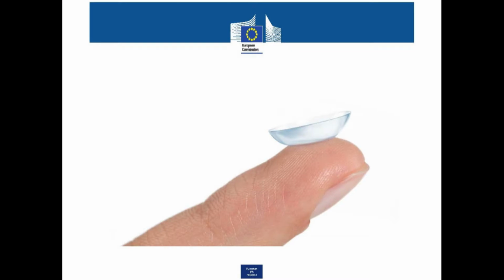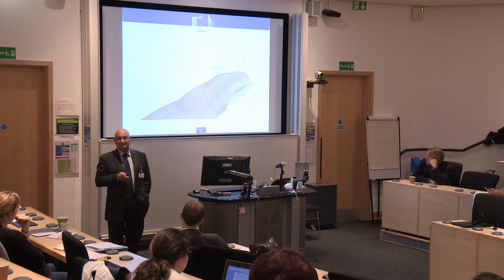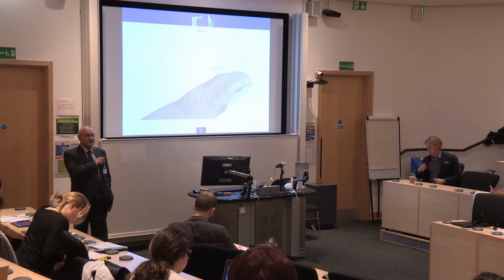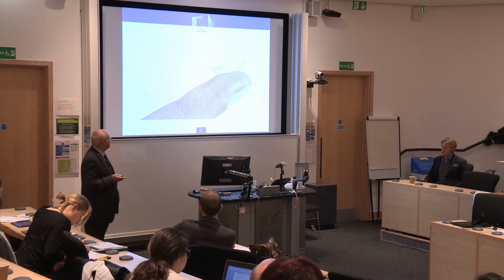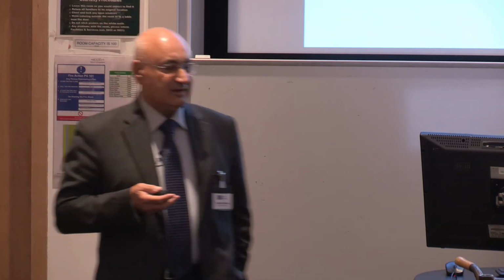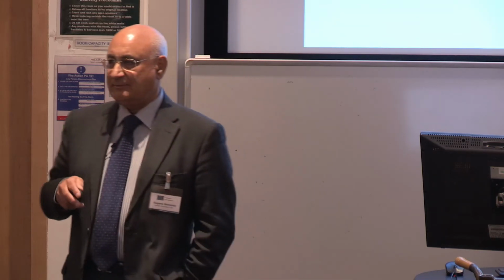So, does anyone know what that is? It's easier, yeah, it's a contact lens, which was easier than the other picture. So this is the story about the one-day disposable contact lenses. And these examples are from when I used to work at BTG, which managed all these technologies. The technology is daily disposable contact lenses, and it was invented by two individuals in Scotland. They came up with a new manufacturing method for making contact lenses which were really cheap, so cheap you could throw them away. They tried to raise money to form their own spin-out company and weren't successful. And BTG ended up managing the patent for them.